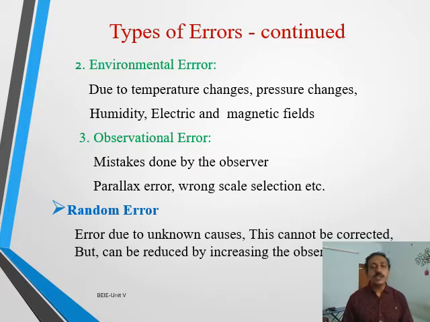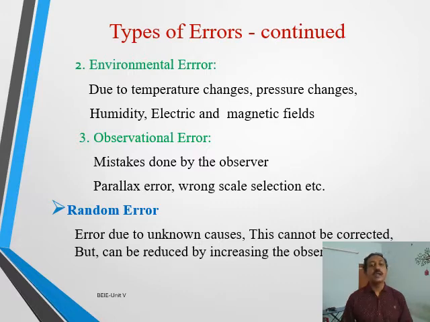Then third one is observational error. Observational error is the mistakes done by the observer. The observer should watch the readings from the correct position at the correct angle, or otherwise the parallax error will happen. So it can be avoided by means of having proper mirror selection, etc.